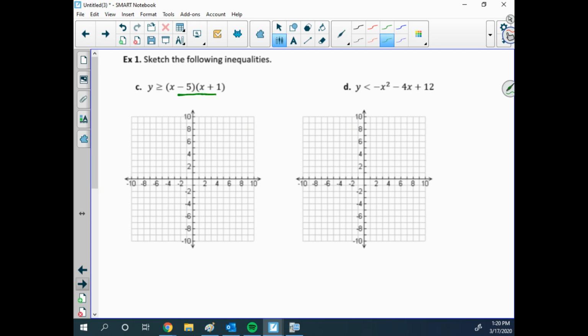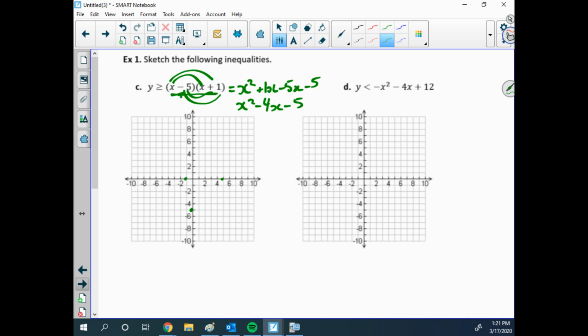This setup as is is giving me the x-intercepts. My x-intercepts are going to be at positive 5, so the opposite of this, and negative 1, so right here. I know there's going to be an x-intercept. I could multiply this out to give myself a little bit more information here. So that's equal to x squared plus 1x minus 5x minus 5. So that's x squared minus 4x minus 5. So I know there's a y-intercept at negative 5.